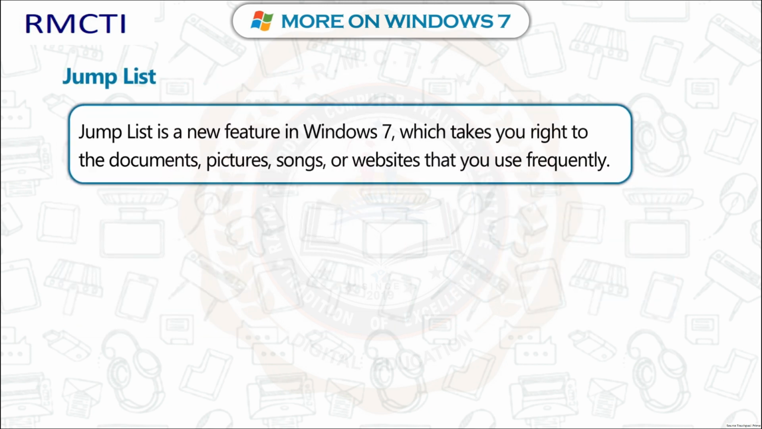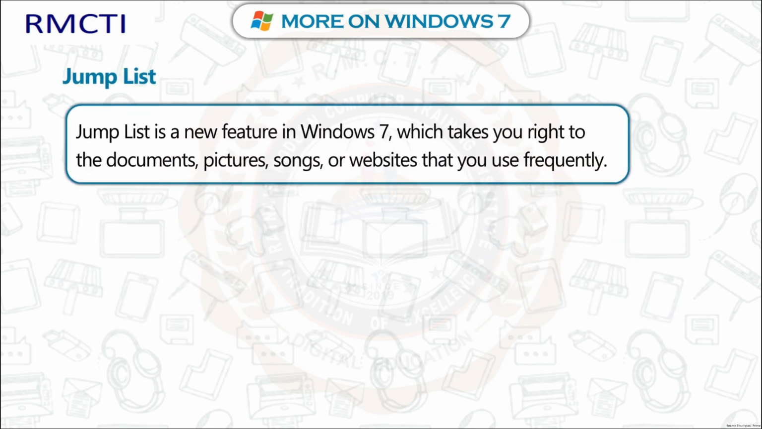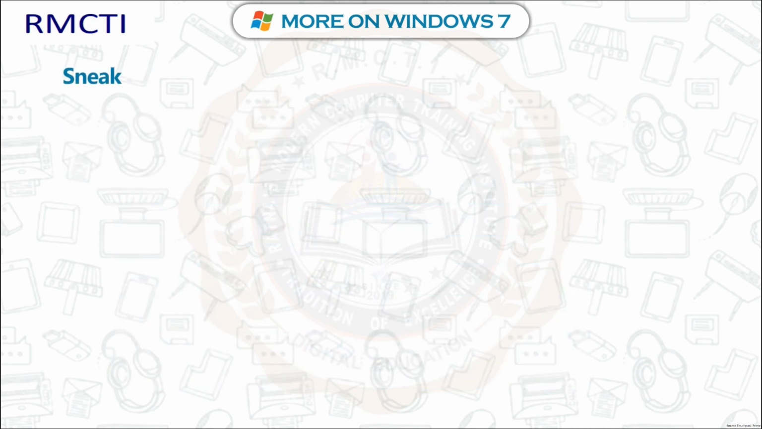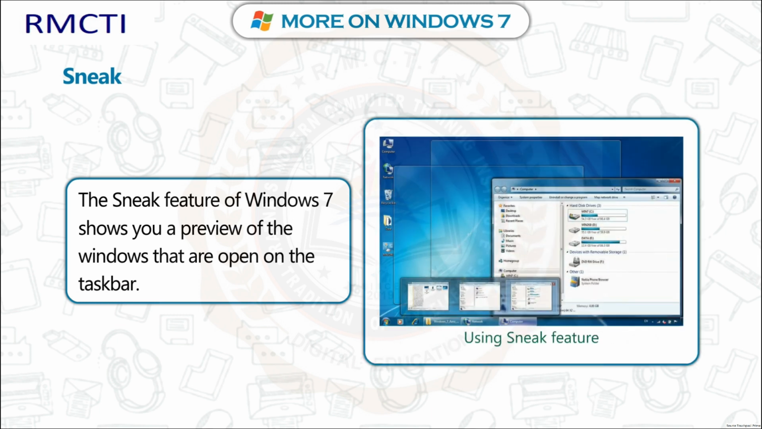Jump List. Jump List is a new feature in Windows 7 which takes you right to the documents, pictures, songs or websites that you use frequently. Sneak. The Sneak feature of Windows 7 shows you a preview of the windows that are open on the taskbar.